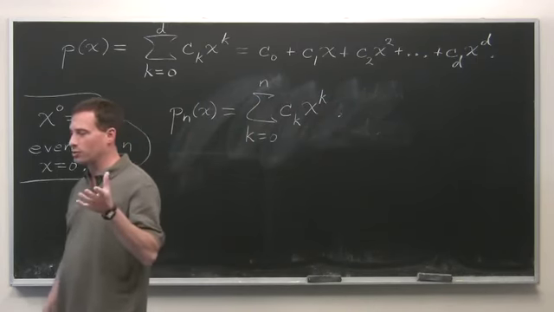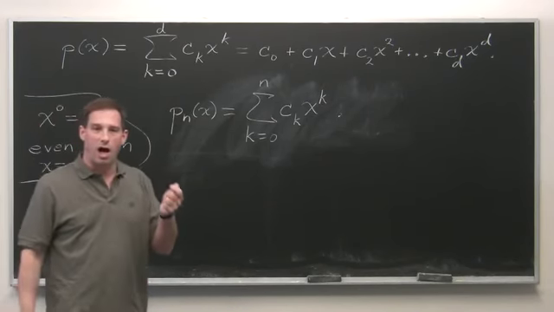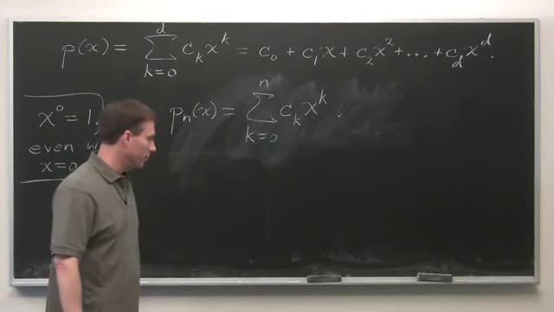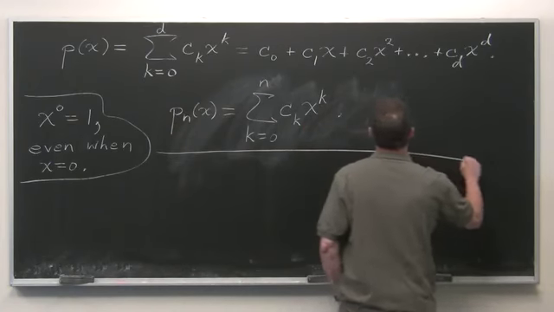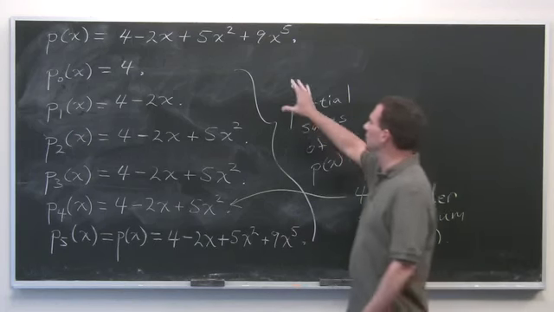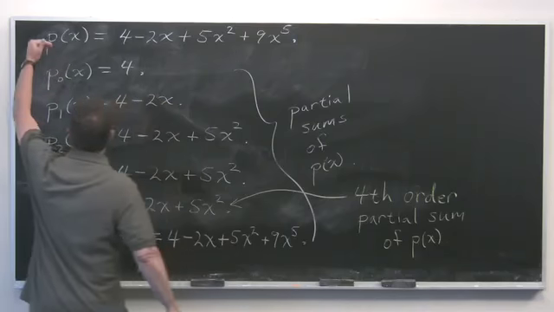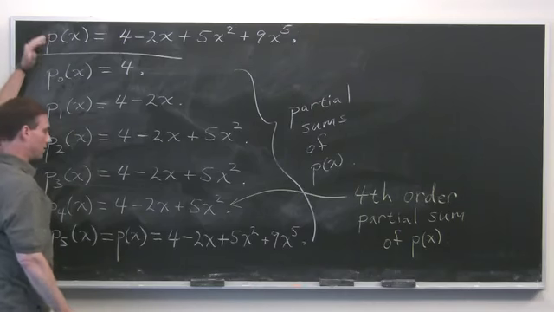Why would we look at the partial sums? Because there's kind of an obvious principle here, but it actually gives us stuff, and you may never have thought about it before. So let me come back to this example. Here's an example of a polynomial of degree 5.